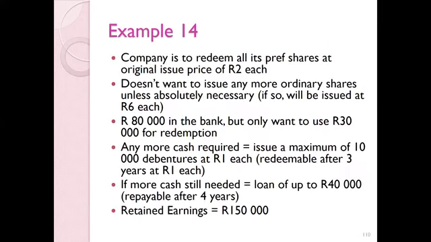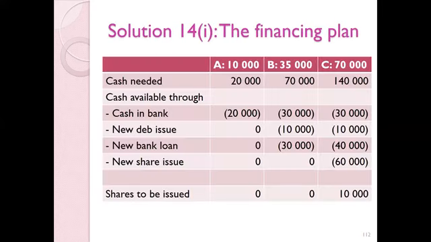Next option, we're going to issue debentures for a value of 10,000 Rand. Okay, so 10,000 Rand we're going to get from the debentures. So now we have 30,000 from cash in the bank, 10,000 from debentures. We've got a total of 40,000, but we need a total of 140,000. So we still need 100,000 more. Sure, let's go to the next option.